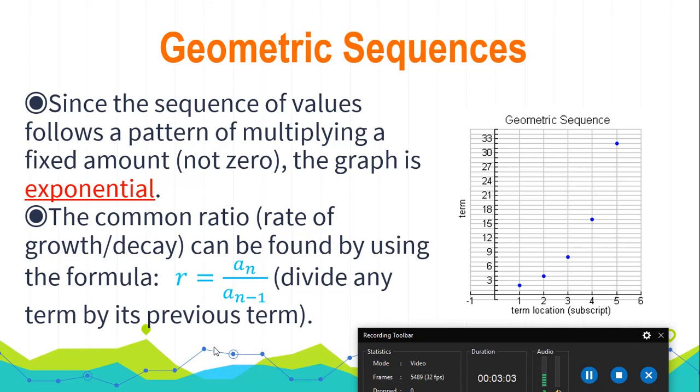If the common ratio is not provided for you, we can calculate it using this formula. So again, r is our common ratio, and it could represent growth or decay. We're going to use a sub n. This can be any term in the sequence, and you divide it by the term that came just before it.